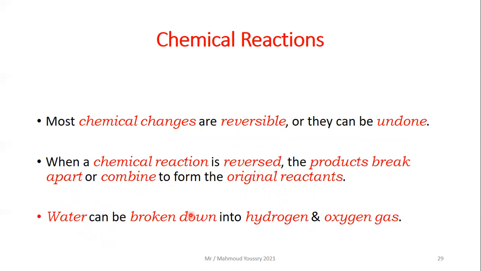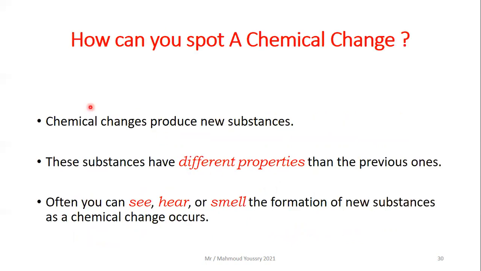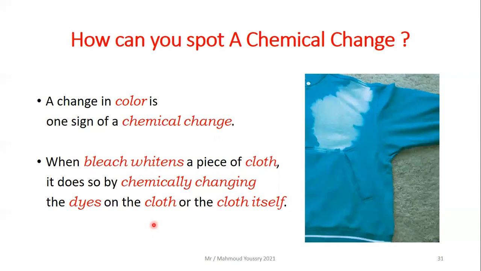Water, for example, can be broken down into hydrogen and oxygen gas. How can you spot a chemical change? Chemical changes produce new substances. Yes, the substances have different properties than the previous ones. Often you can see, hear, or even smell the formation of new substances as a chemical change occurs.